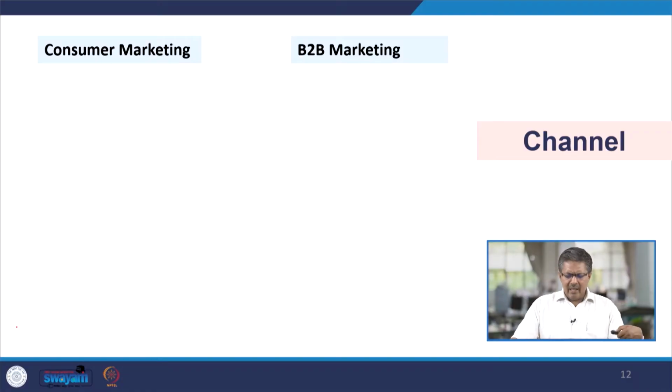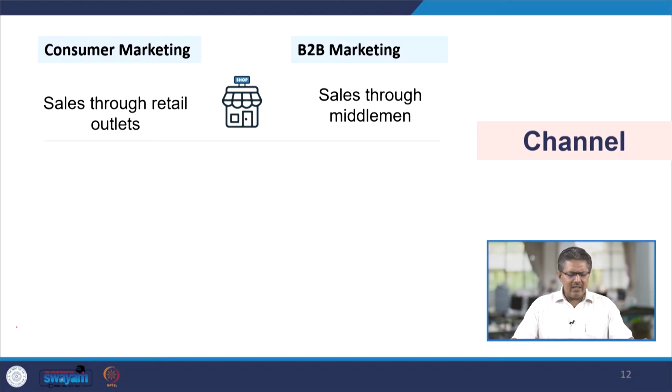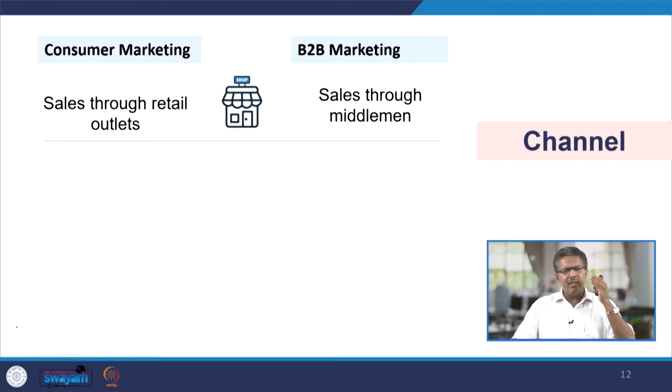Then coming to the channel. Sales is generally done through retail outlets here, and here it is done through the industrial middlemen. The industrial middlemen are people who are educated and they understand the quality of the product, its different specifications, its use, application, everything. These middlemen also sometimes take the ownership of the product, and then they add certain value to the product and act as resellers.